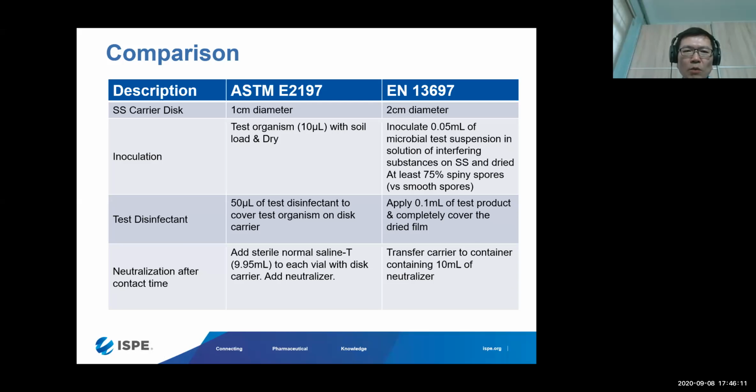So if you look at the comparison between these two methods, ASTM E2197 and 13697, there are some differences in each stage of the testing. The description is basically the flow of the testing. Of course, the stainless steel carriers, your clean room substrates, the size is different. ASTM is 1 cm, then EN is 2 cm. Then you have the inoculation as well, which means you put the microorganisms on the disc.